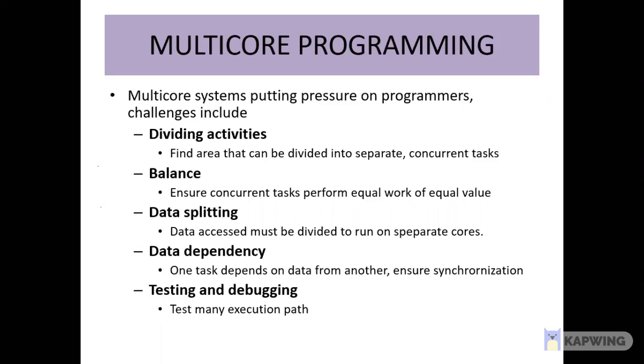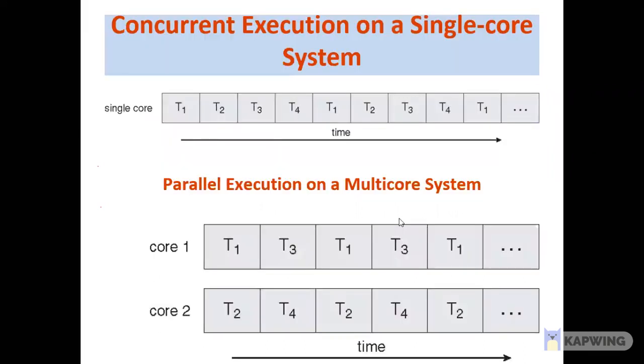Then the next one is testing and debugging. Test many execution paths, meaning each and every part should be tested. No part should remain untested or undebugged. So testing many execution paths means each processor should execute all the parts of your program.